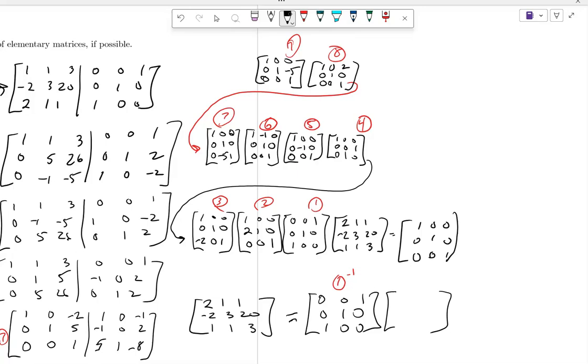How do I undo adding 2 to row 2? Yeah, I need to subtract it, right? So what elementary matrix is going to go there? I'm doing the second one, but I have to do the inverse. So what matrix is going to go there? -2, 1, 0, 0, 0. Yeah, that undoes it, right? That's the inverse of number 2 there.